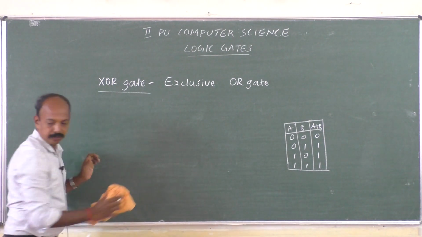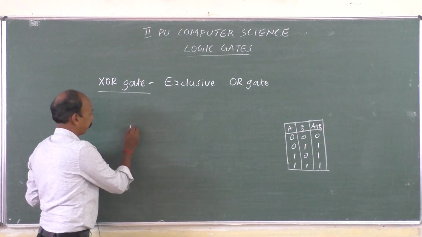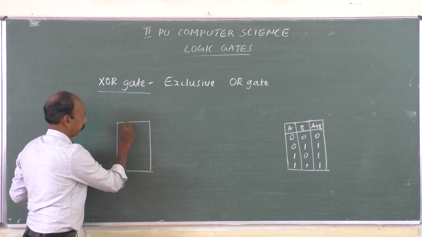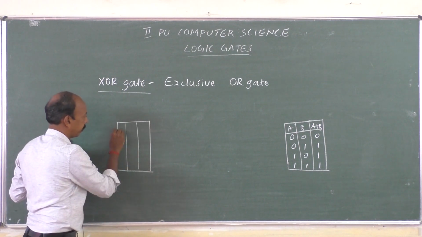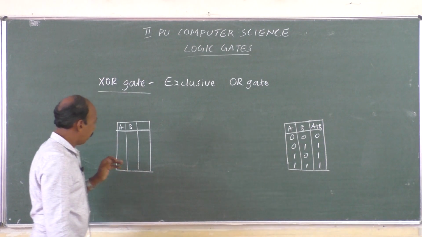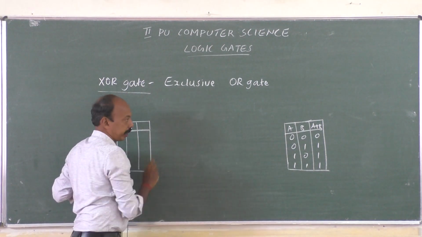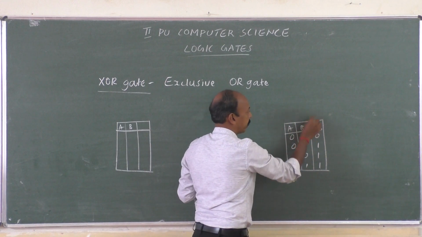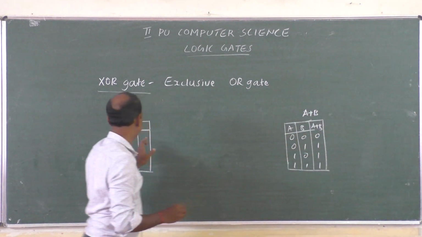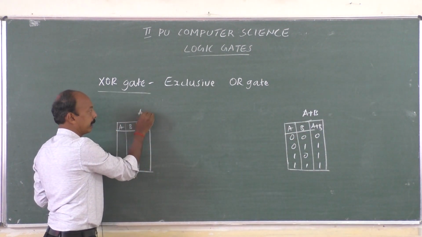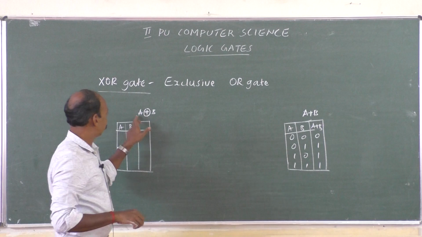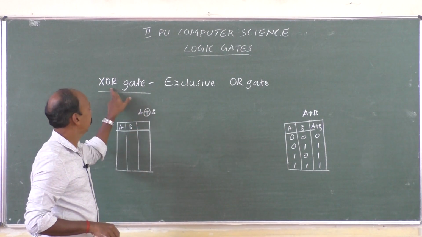Here we shall write the table for the XOR gate first. It's the same: A, B, A and B. And the symbol for exclusive OR gate: in case of the OR gate, it was A plus B, right? Here it will be A plus B, but this plus is written inside a circle. So the plus inside the circle represents the XOR gate.